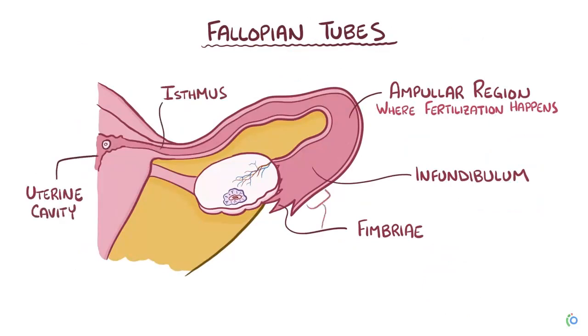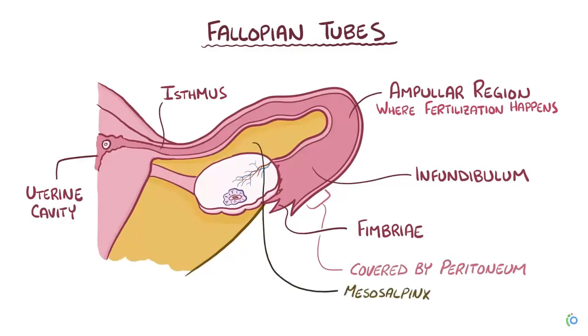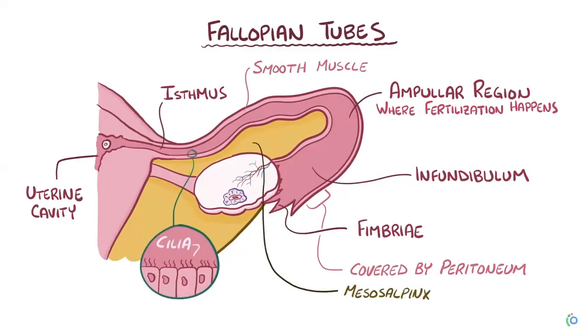On the outside, the fallopian tubes are covered by peritoneum and supported by the mesosalpinx, which is part of the broad ligament. On the inside, the fallopian tubes have smooth muscle with an inner lining that has ciliated cells that slowly sweep the secondary oocyte or zygote towards the uterus.